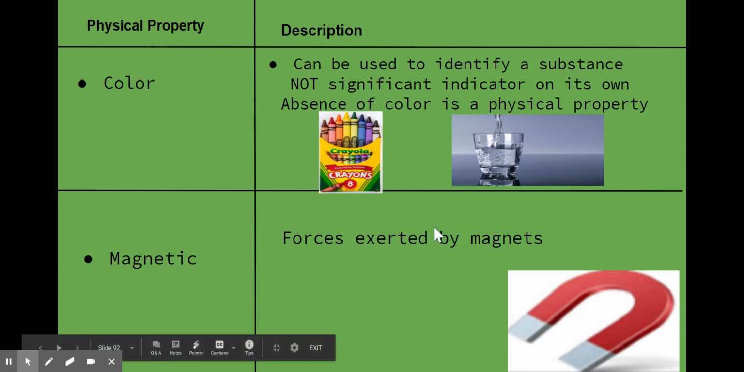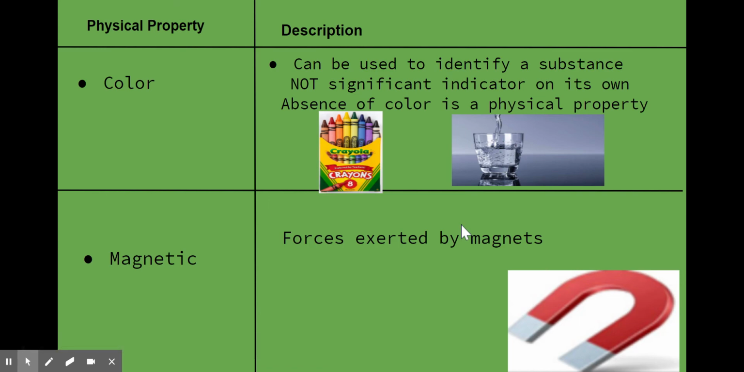If something is magnetic, if a force is exerted by a magnet, so like if I can pull it with a magnet, if it is attracted by a magnet, that is a physical property. That's something worth noting and talking about and saying, hey, this is magnetic or it isn't magnetic.